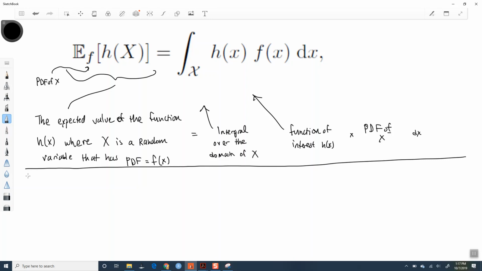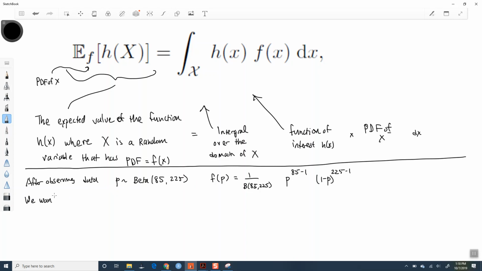So let's go back to our problem. After observing the data, we say p comes from the beta distribution, which means that the PDF is 1 over beta of 85, 225, times p to the 85 minus 1, times 1 minus p to the 225 minus 1. After observing the data, we know that p is this, and we want basically 3 choose 2, p to the 2, 1 minus p to the 1, which simplifies to 3 times p squared minus p cubed. All right, so now I have my two parts.